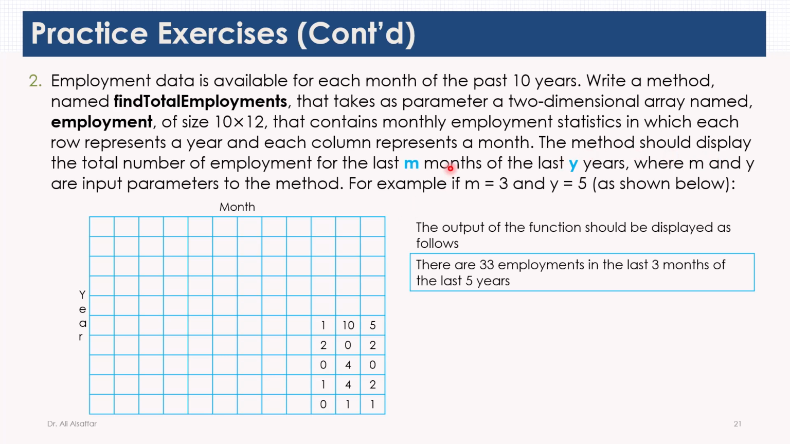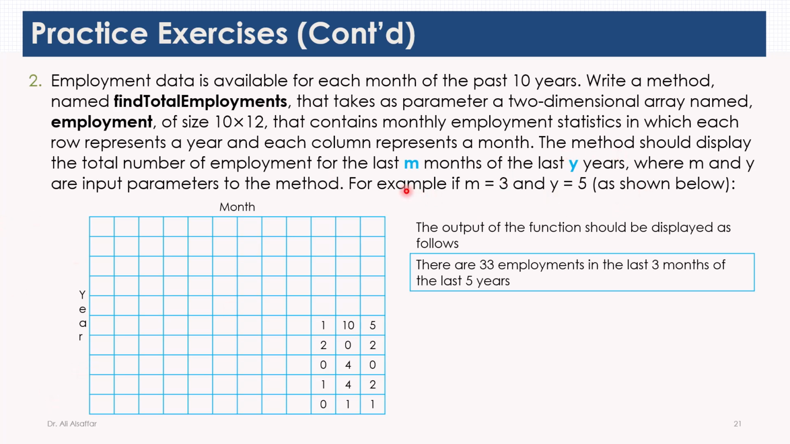The method should display the total number of employments for the last m months of the last y years, where m and y are input parameters to the method. In addition to the two-dimensional array, employment, as input parameter, there are two other parameters that we should supply to the method. Both of them are integers. The first one represents the month and the second represents the year. So the month means the column, and the year means the row.